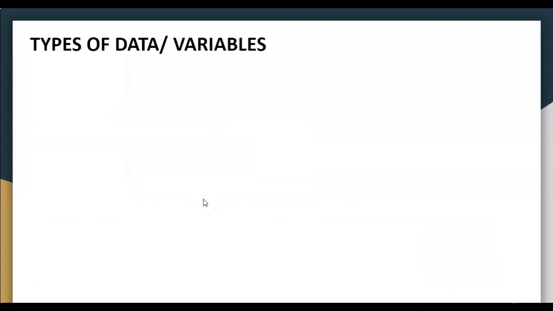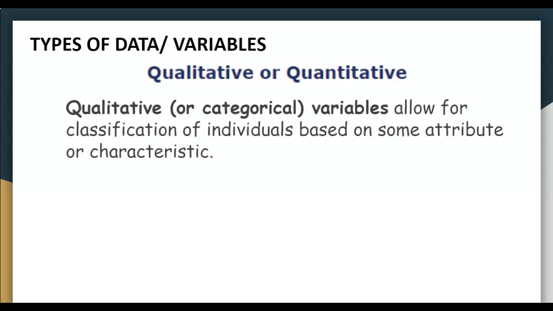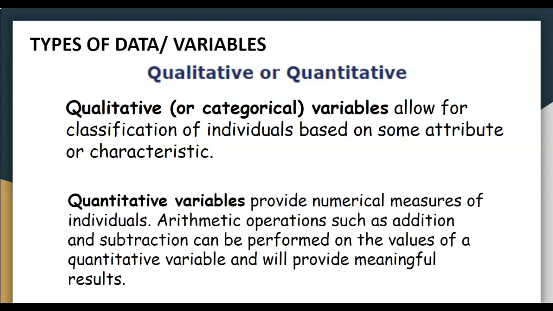Okay, now let's talk about types of data or variables. There are two categories, qualitative or quantitative. Qualitative variables allow for classification of individuals based on some attribute or characteristic. Quantitative variables provide numerical measures of individuals. Addition and subtraction can be performed on the values of quantitative variables and will provide meaningful results.